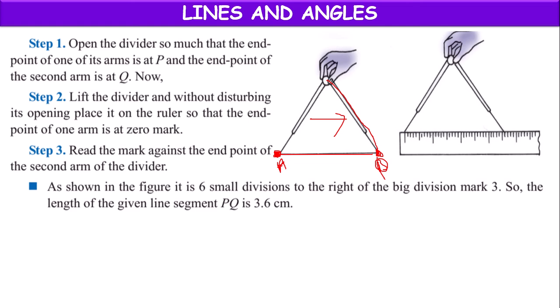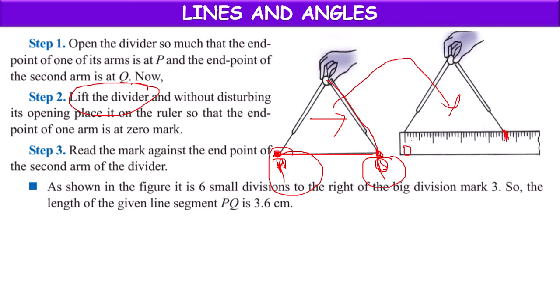Now what we are doing? We are lifting the divider without disturbing it. We are placing it on the scale such that the one end point, previously at P, is now at 0. Now it is at 0 mark. In such a way, we are placing the divider, and the other point, previously at Q, now points to some other point on the scale.